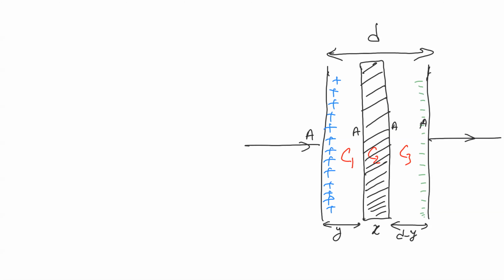C1, C2, C3. What will be the values of C1, C2, C3? What will be the value of C1? Air is there, medium is air, no dielectric in C1. Epsilon naught A divided by D. How much is D? D is Y. This is C1.